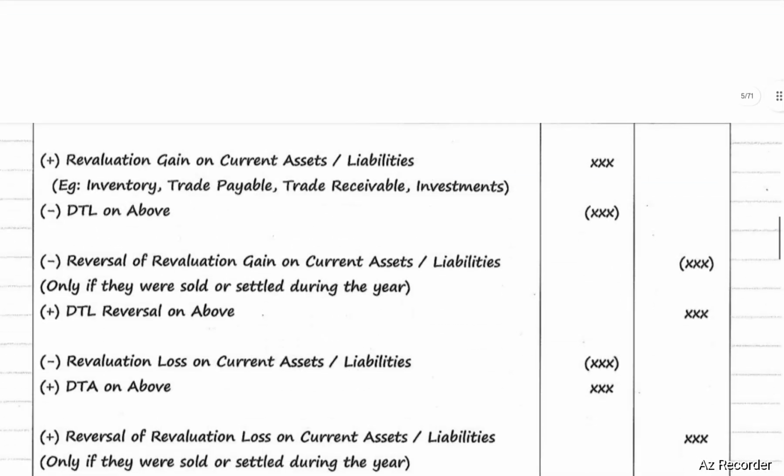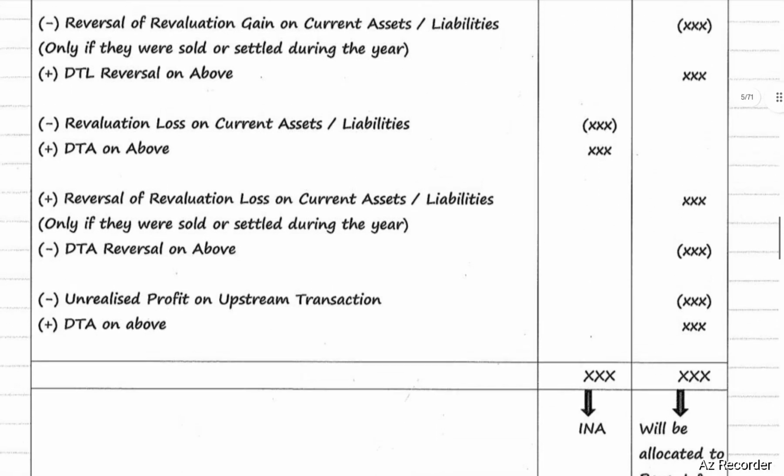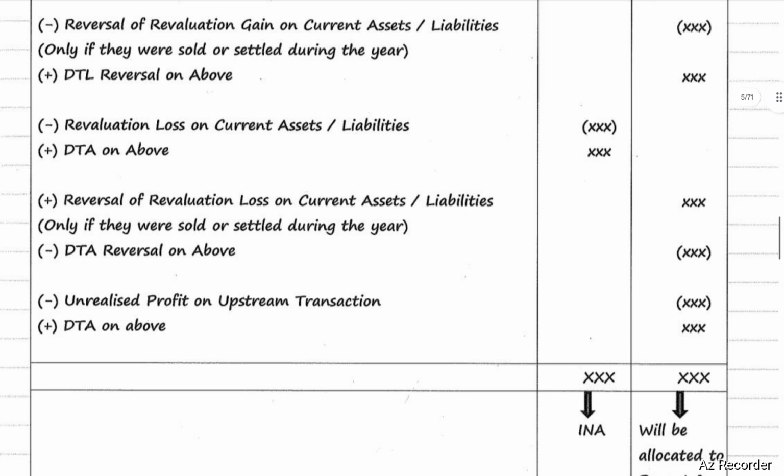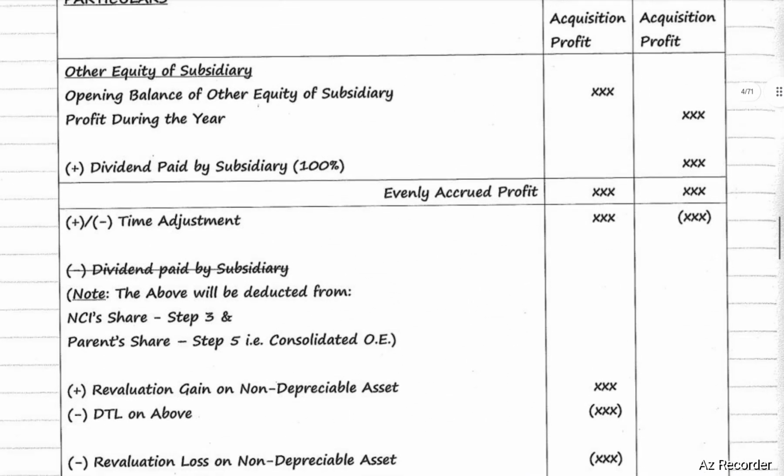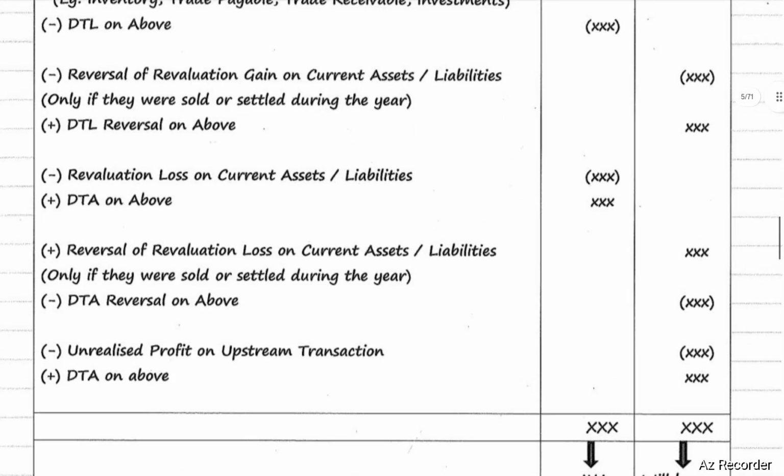Less reversal of revaluation gain on current assets or current liabilities only if they were sold or settled during the year. It will be considered under post-acquisition profit column. Add deferred tax liability reversal on above under post-acquisition profit column, minus revaluation loss on current assets or current liabilities.